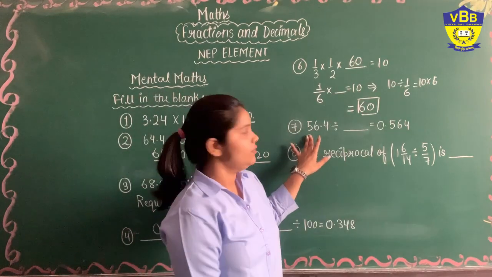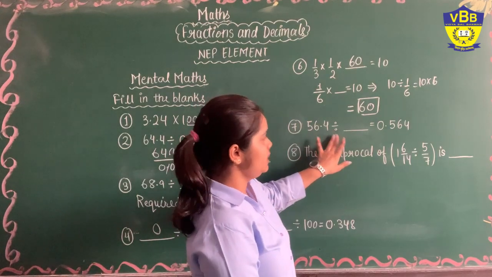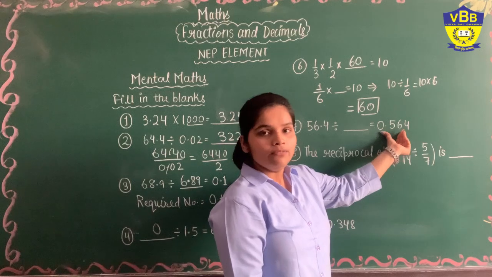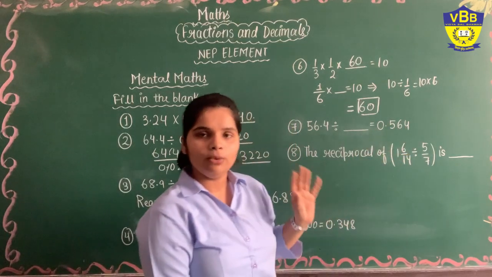Next we have 56.4 divided by what number, so that you will get 0.564 as the answer.